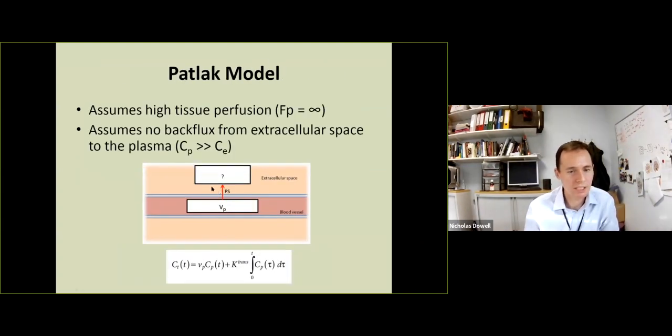The PATLAK model says you're not giving that enough time to happen, or there's not enough gadolinium going through in the first place, not permeable enough to worry about gadolinium coming back in.